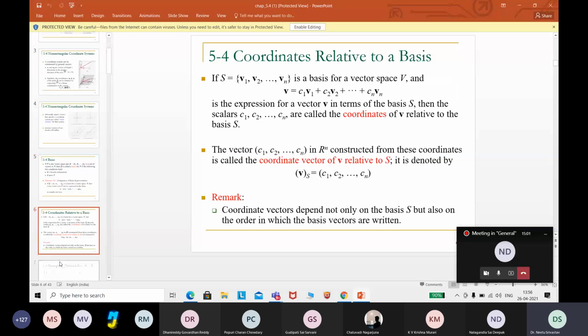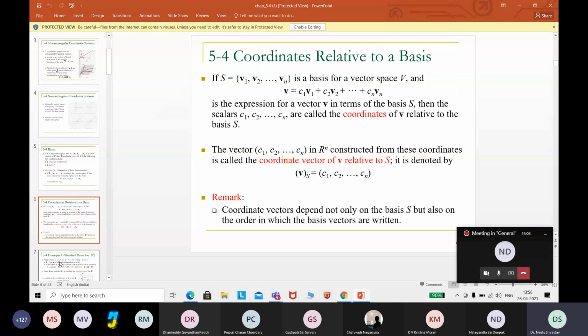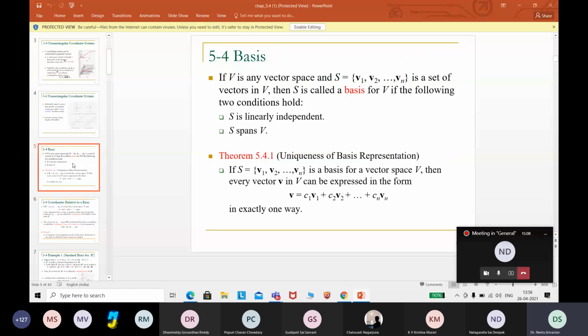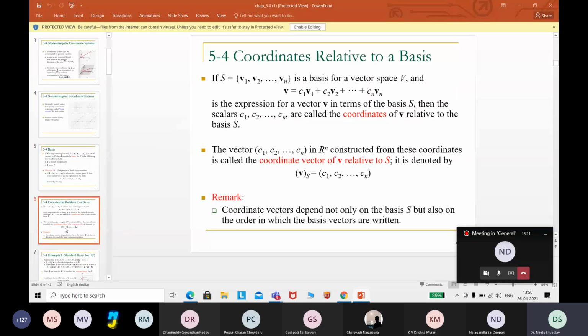Okay. Next, I will show you, but you remember the concept which we discussed while discussing the definitions. This is also a very simple concept. 5.4, coordinates related to basis. So what is that? It is nothing but when you are writing a linear combination, you are going to get some coefficients, no? C1, C2, all these. So this is nothing but the coordinates of the vector V relative to the basis S. So it means Vs is C1, C2, so on, Cn.